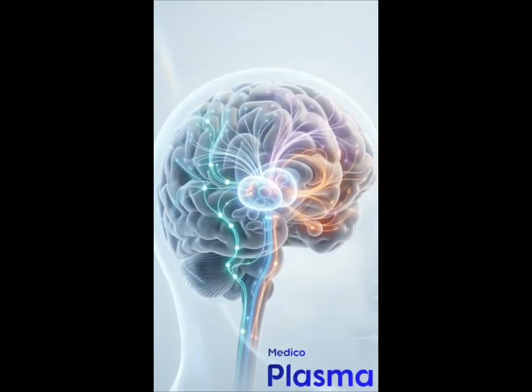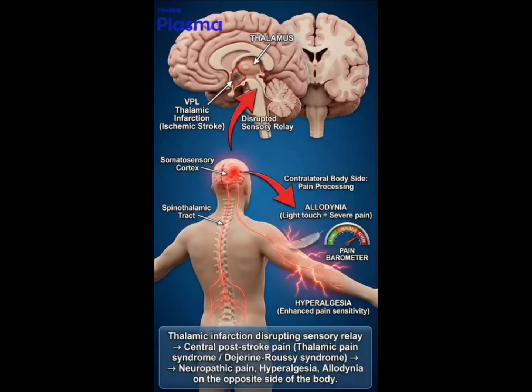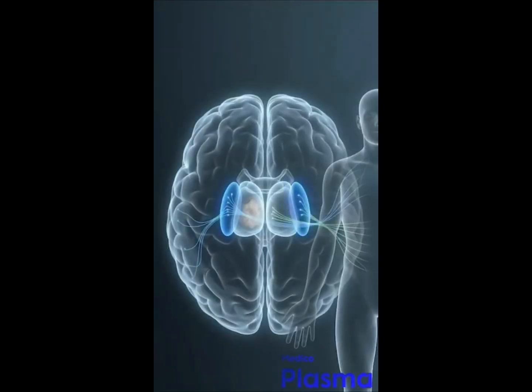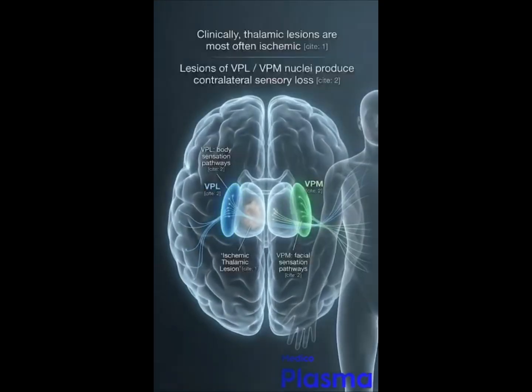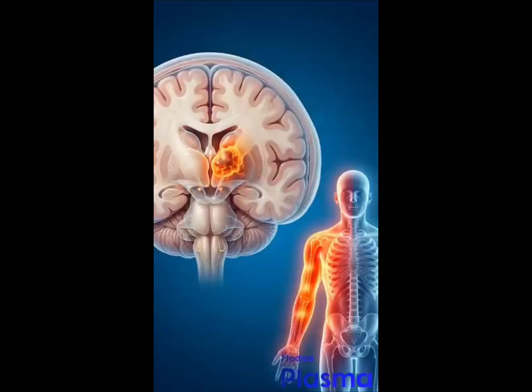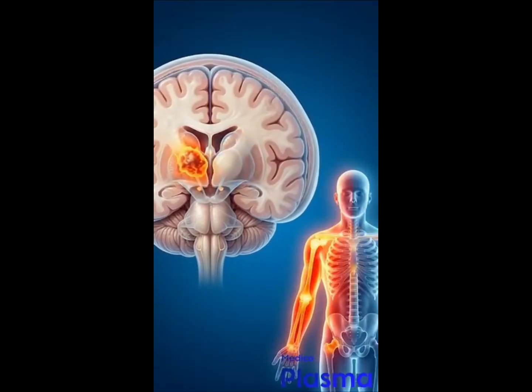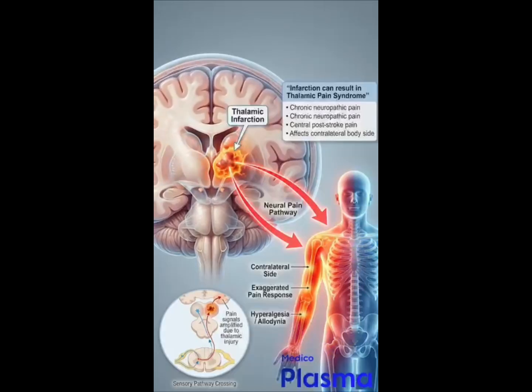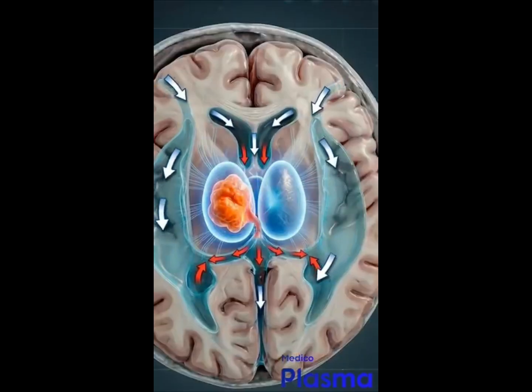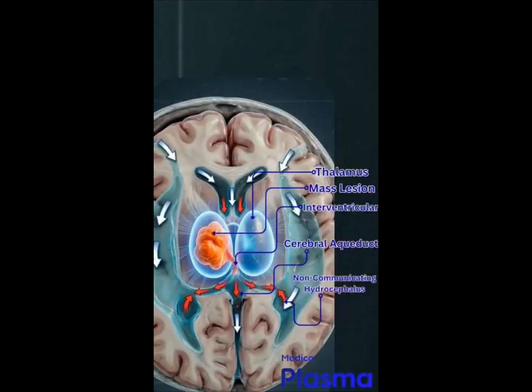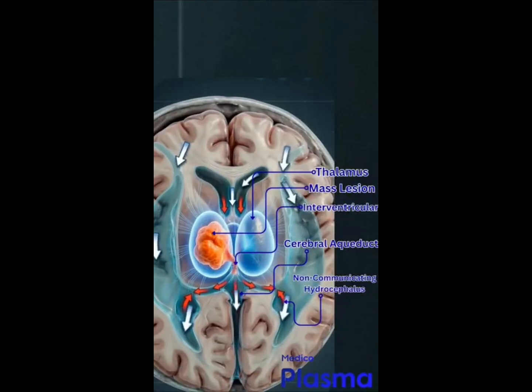Clinically, thalamic lesions are most often ischemic and produce contralateral sensory loss when the VPL or VPM nuclei are affected. Damage may also cause ataxia due to disruption of motor integration. Infarction can result in thalamic pain syndrome, characterized by exaggerated pain responses on the contralateral side. Mass lesions in the thalamus may obstruct the interventricular foramen or cerebral aqueduct, leading to non-communicating hydrocephalus.